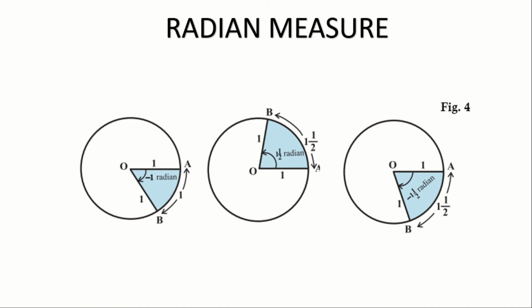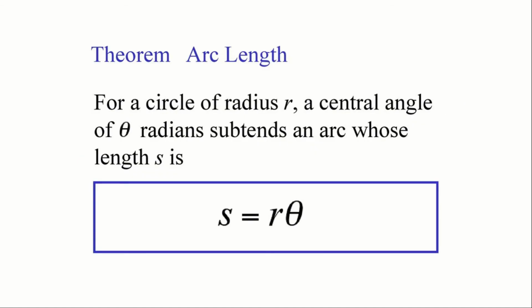Radian measures. The first one is -1 radian, since the radius of the circle and the arc are equal, and since it is moving in a clockwise direction, it is -1 radian. Then 1.5 radian, and the third one is -1/2 radian. So these are the radian measures.